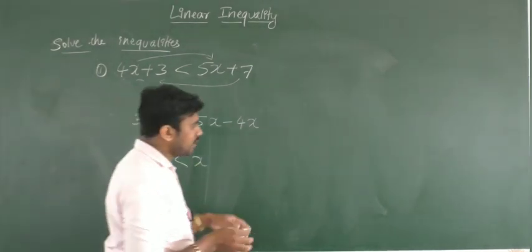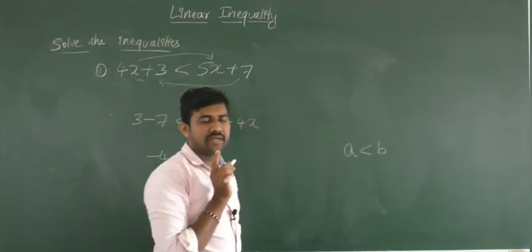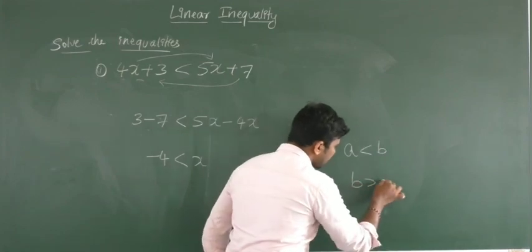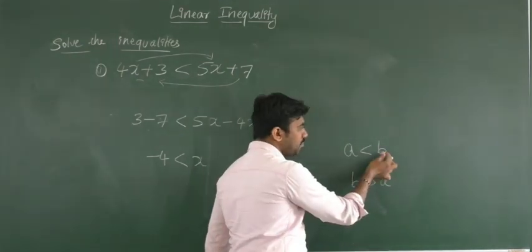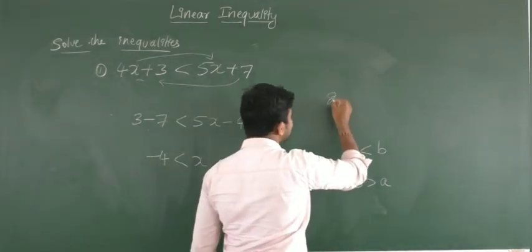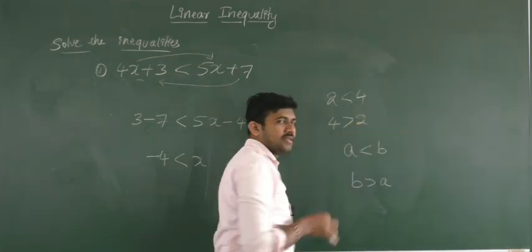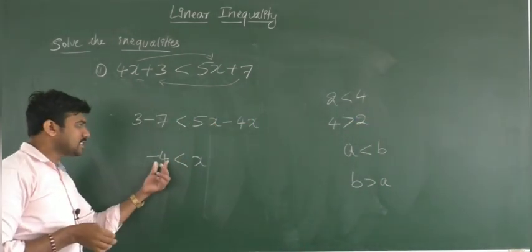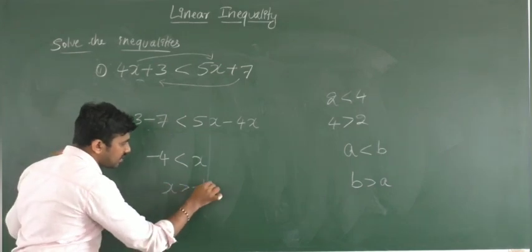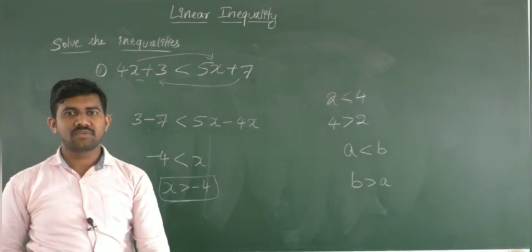But remember, if you say a is less than b, then b is greater than a. If you read from b, b is greater than a. If you say 2 is less than 4, then 4 is greater than 2. Same way here, minus 4 is less than x is nothing but x is greater than minus 4.